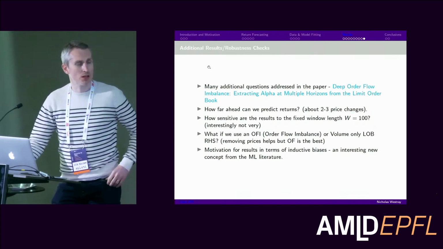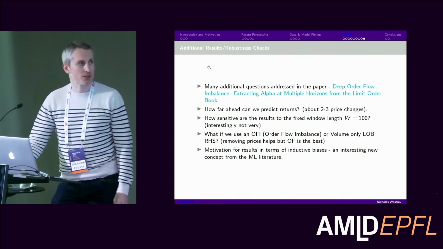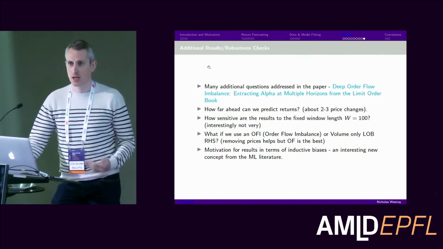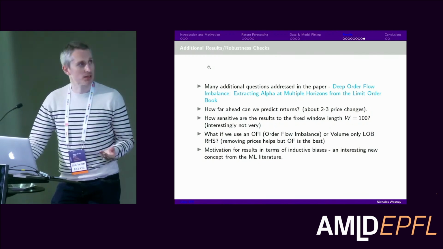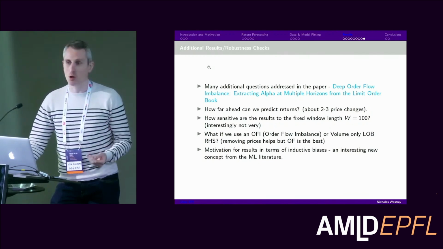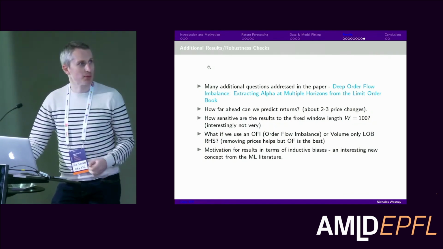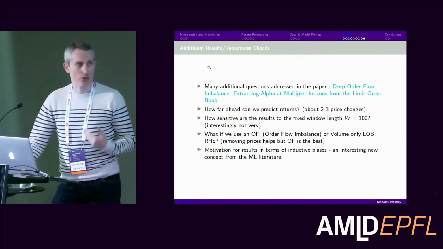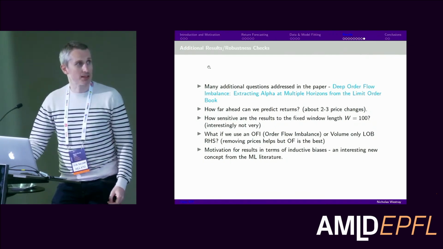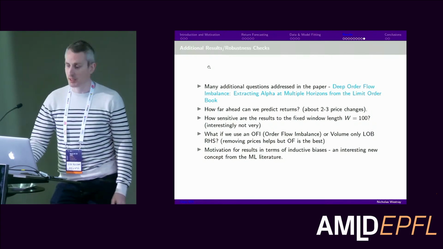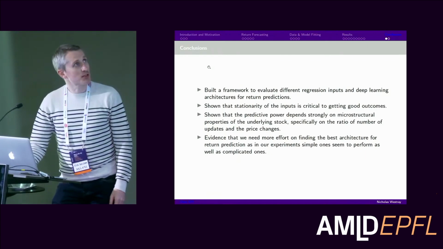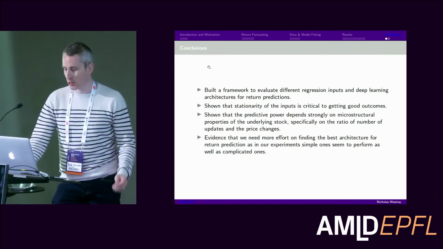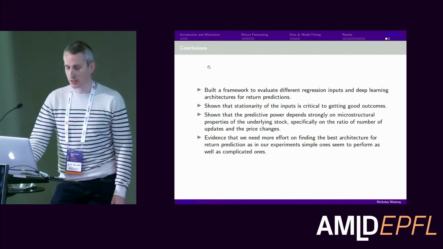Ultimately, what this says is that limit order books are a sequential system, and models like an MLP have no notion of order or sequence. So this is probably why you're getting a lot of joy out of your LSTM, because this is fundamentally a sequence model. Limit order books are fundamentally a sequence object, and these two are combining to give you good predictions. So I have a few conclusions. We built a framework to evaluate these different regression inputs and deep learning architectures.